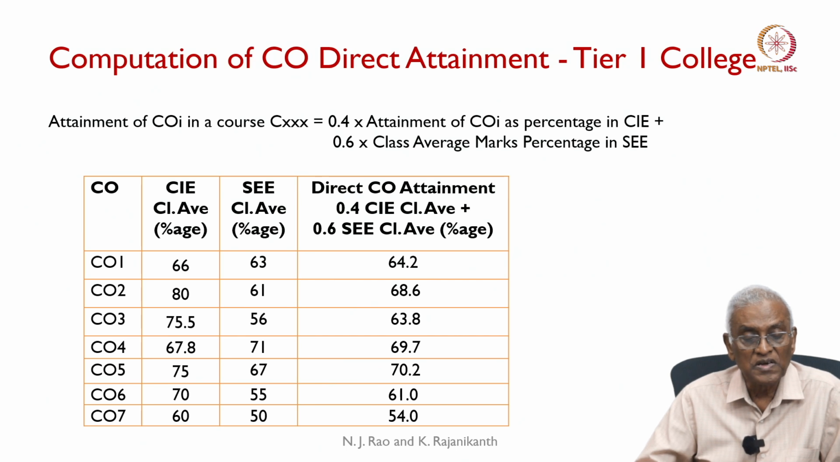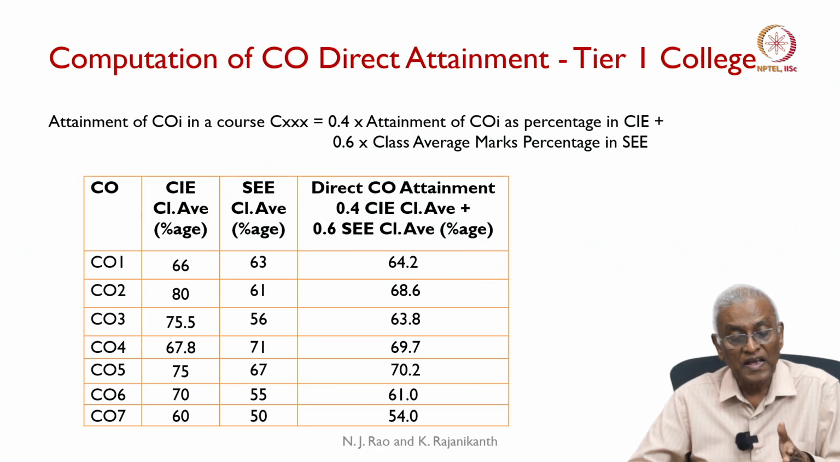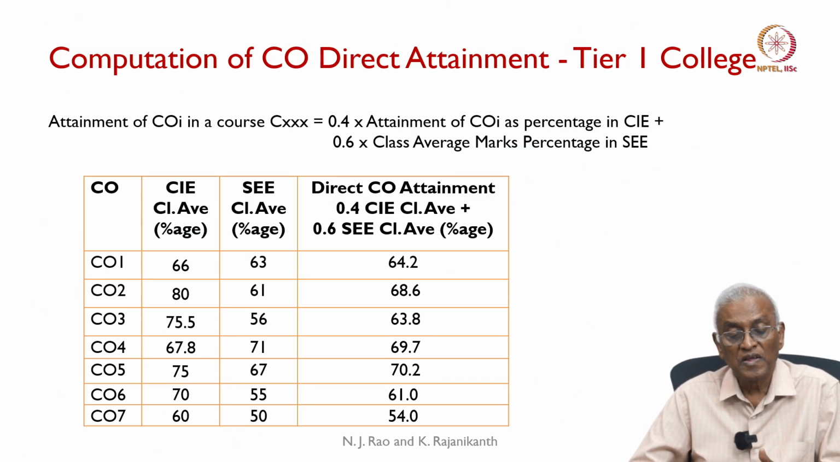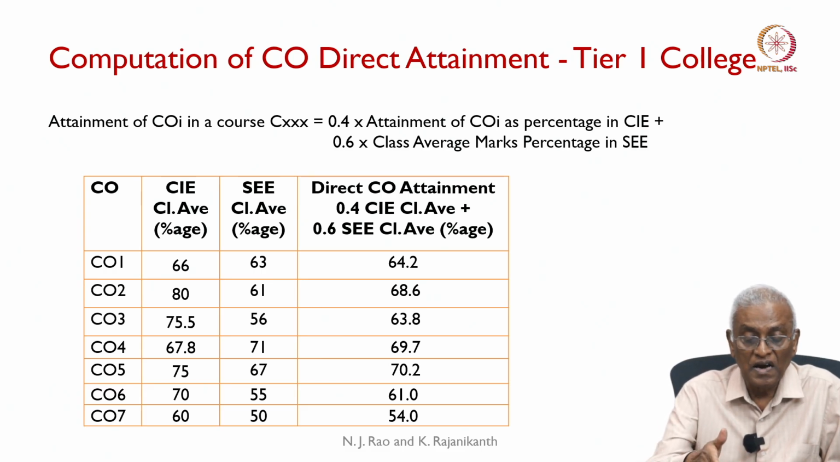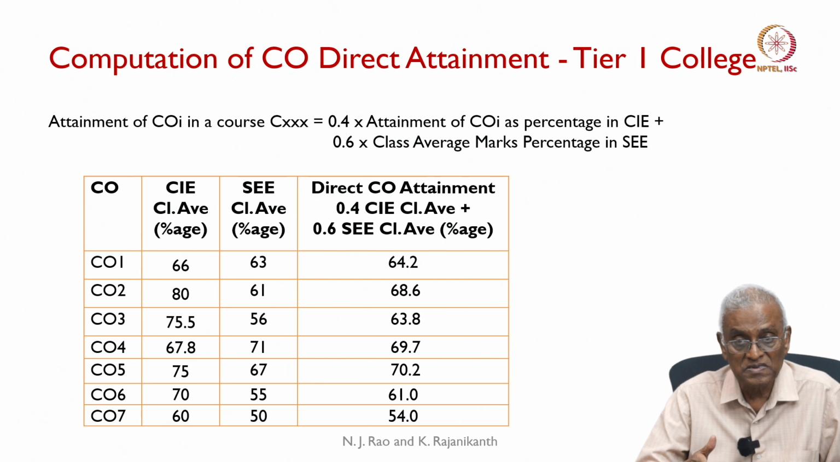Now I put them together. So for class average, CIE, I have these percentages, and SEE, there are percentages, and we are giving 40% weightage to CIE, 60% weightage to SEE. I combine these two and get a number like this. I hope the actual computation part is detailed.